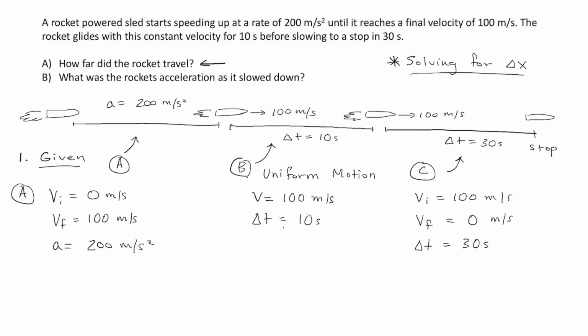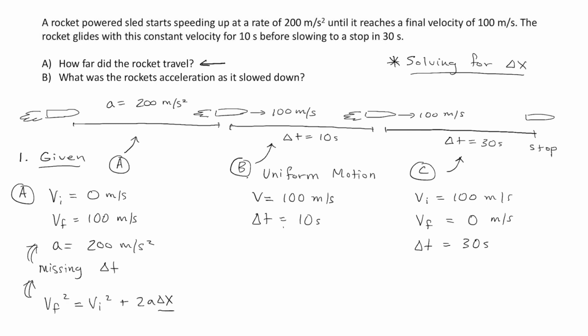Let's start with part A. In order to figure out what kinematic equations we need to use, we need to ask ourselves, what variable are we missing? Well, we know we're missing delta t. That means we need to use a kinematic equation that does not include delta t. And that equation would be our Vf squared is equal to Vi squared plus 2a delta x equation. And we will use this equation to solve for delta x.